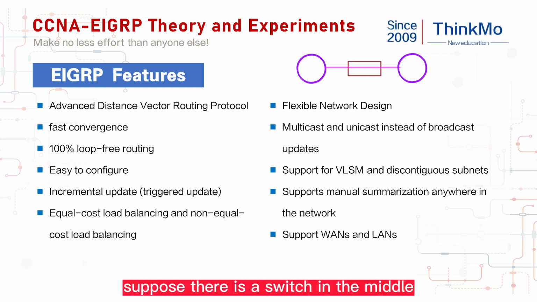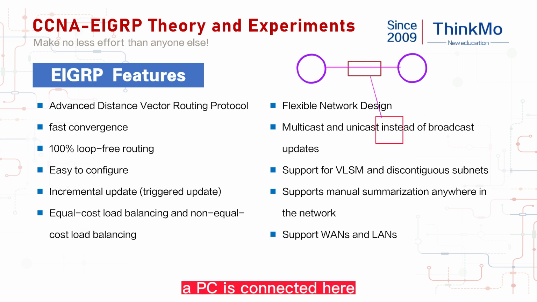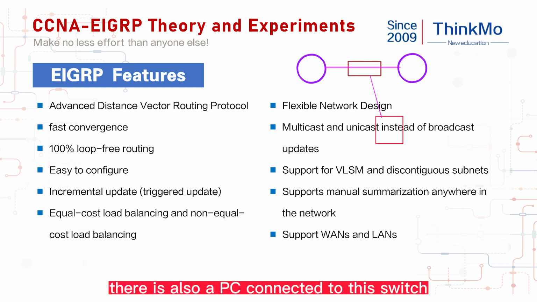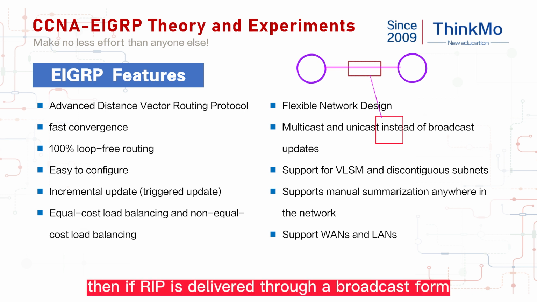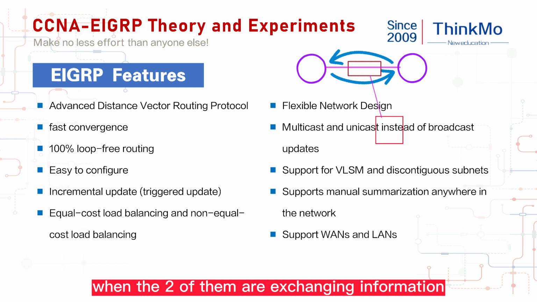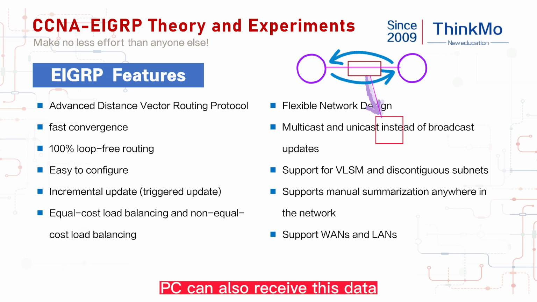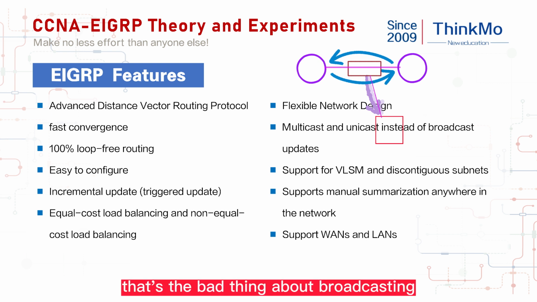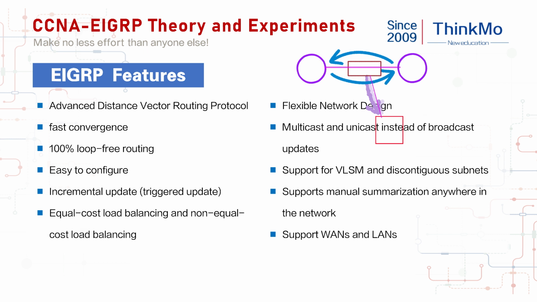Suppose there is a switch in the middle, with a PC connected here. Two routers are connected to one switch, and there is also a PC connected to this switch. Then if RIP is delivered through a broadcast form, when the two routers are exchanging information, the PC can also receive this data. That's the bad thing about broadcasting. It is not necessary for it to receive this data.